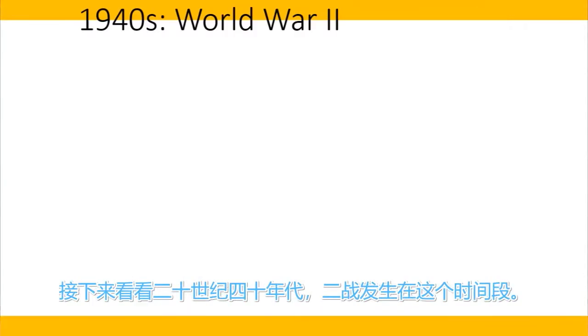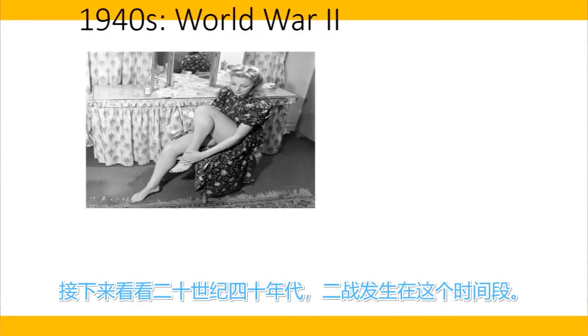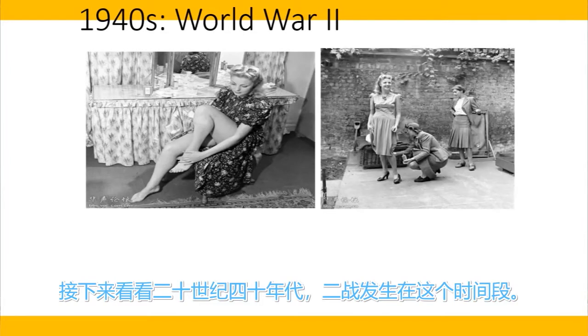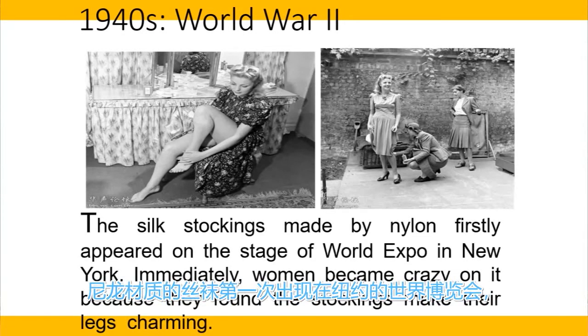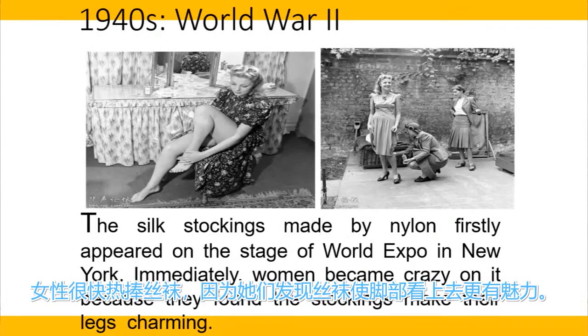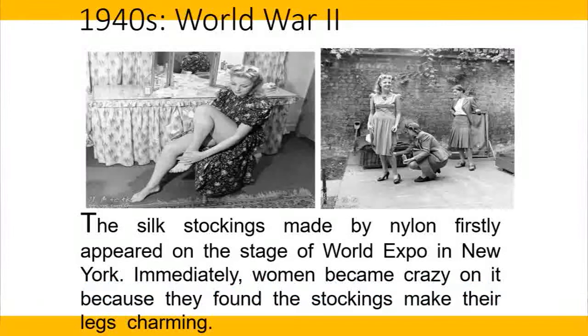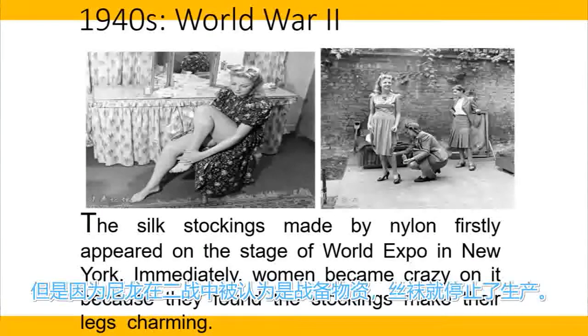Next, we will go to the 1940s. During this period of time, World War II took place. The silk stockings made by Nina first appeared on the stage of the World Expo in New York. Immediately, women went crazy for them because they found the stockings made their legs look charming. But because of the war, Nina was considered military material, so production was stopped.